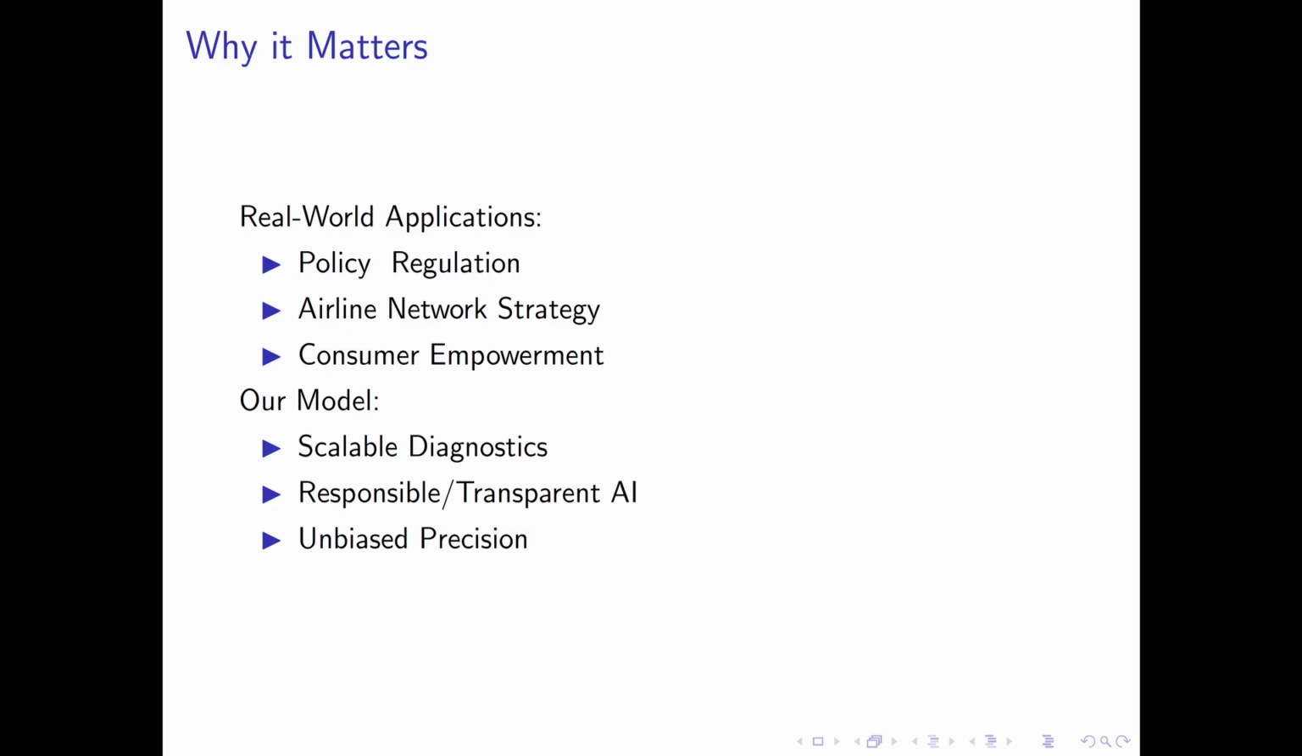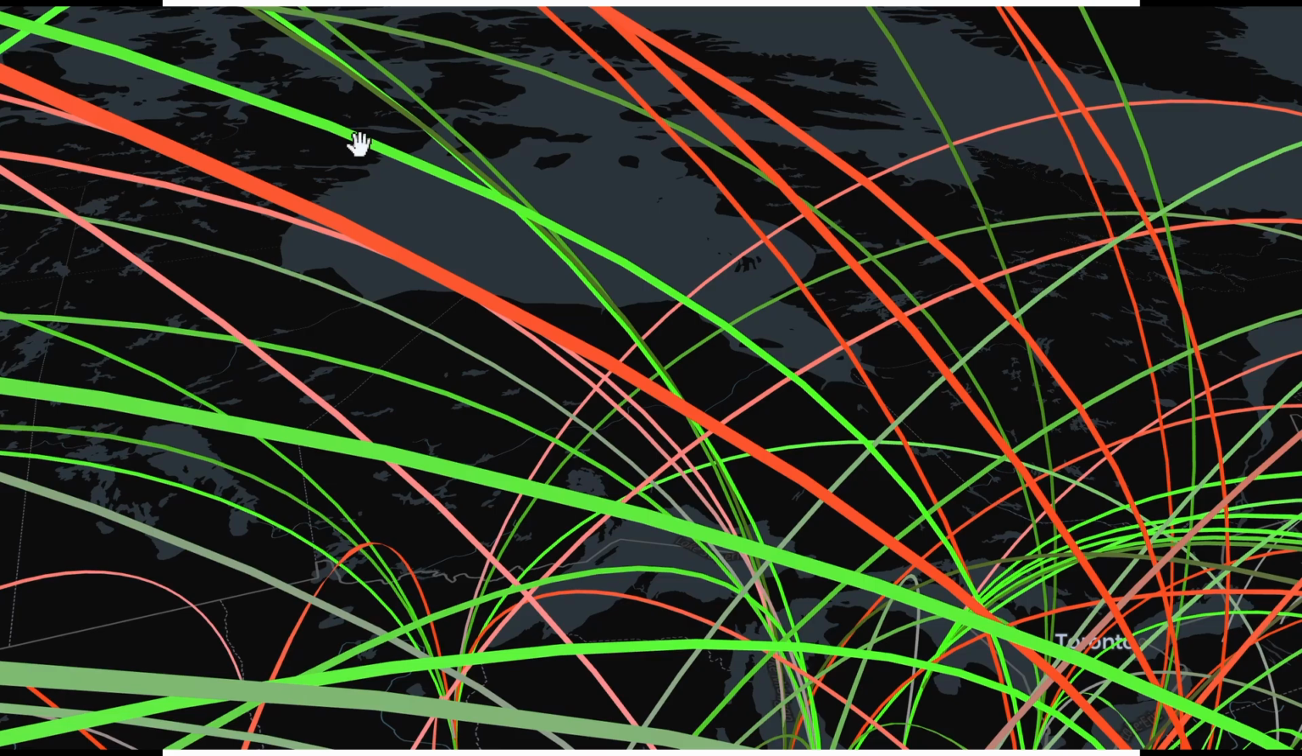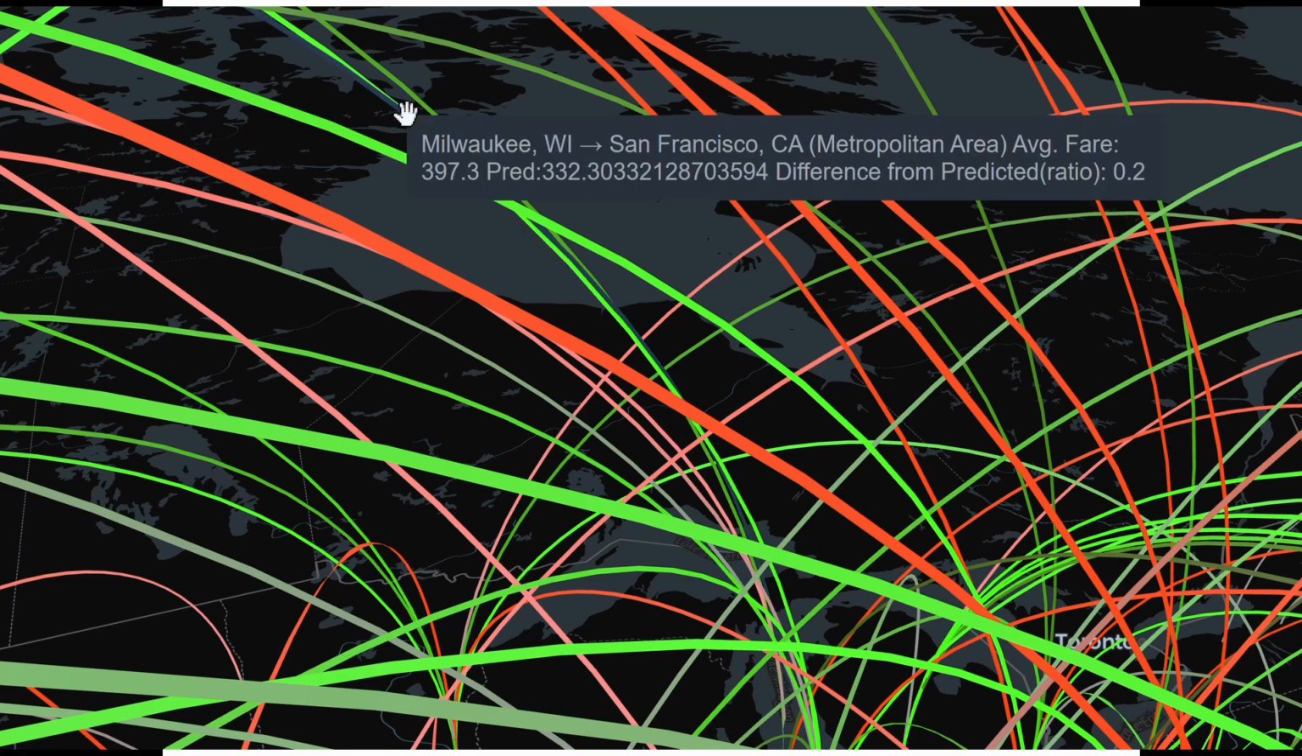Unlike manual audits, this model scales across the entire national aviation network, instantly flagging anomalies across thousands of routes. Because we utilize SHAP-based interpretability, we explain the why. Our model's near-normal residual distribution proves it is a robust, generalized tool, not a black box algorithm that overfits to noise.